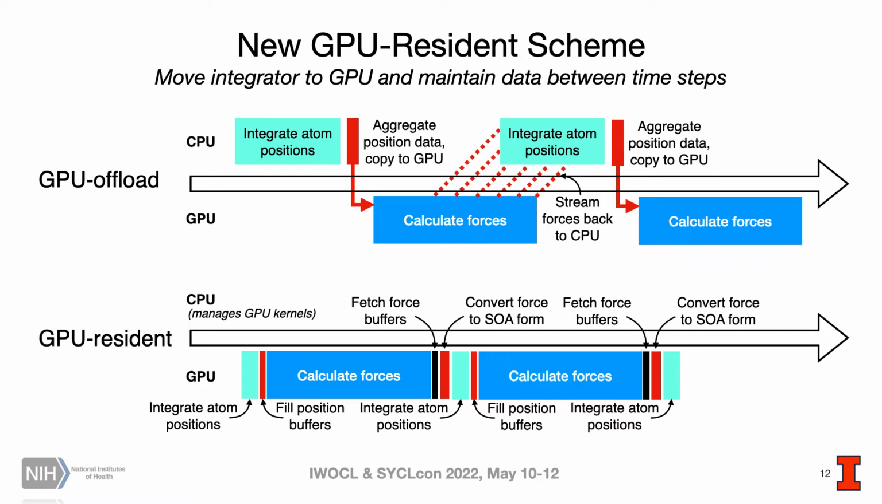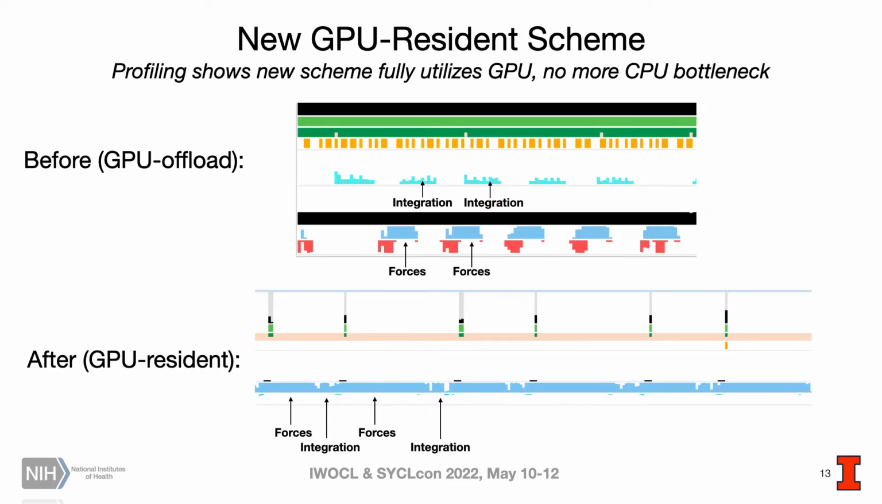Due to a change in the data layout needed between the integration and force calculation kernels, some extra kernels were needed to fill the position buffers at the force kernels, then fetch the force buffers and convert the force back to a structure of arrays form for the next integration step. Profiling this new GPU resident scheme shows that the GPU is fully utilized with no more CPU bottleneck.